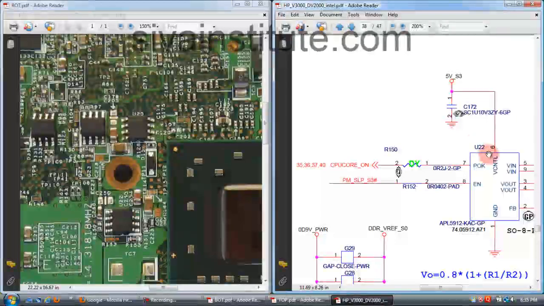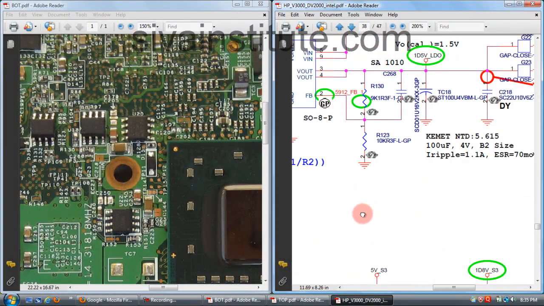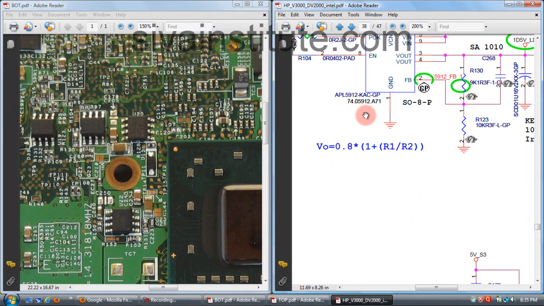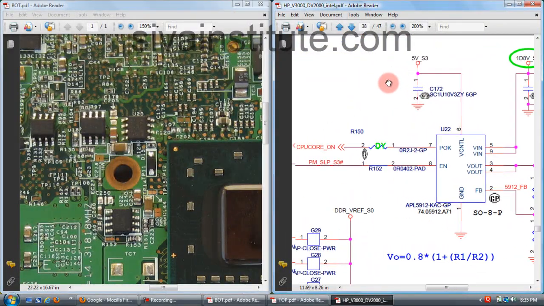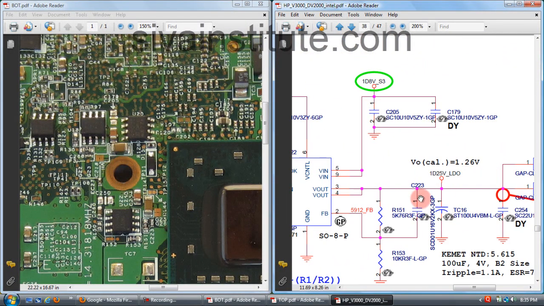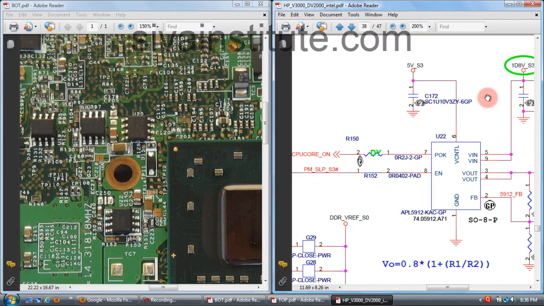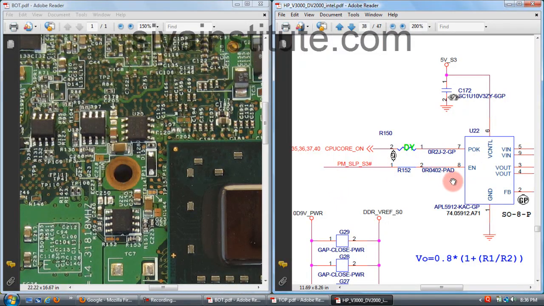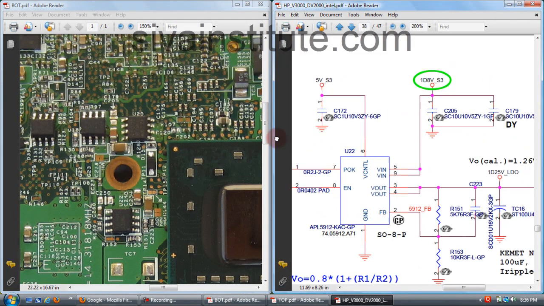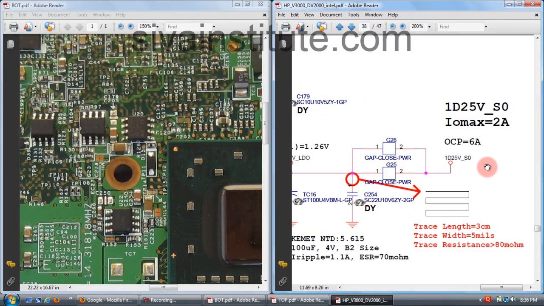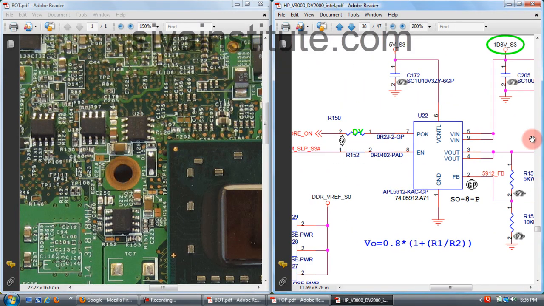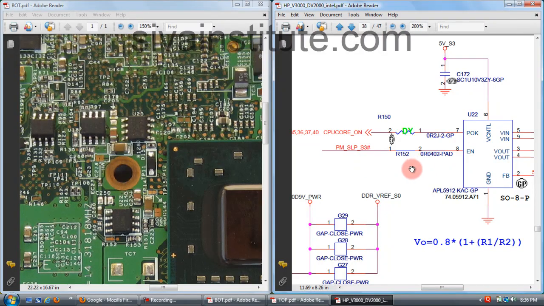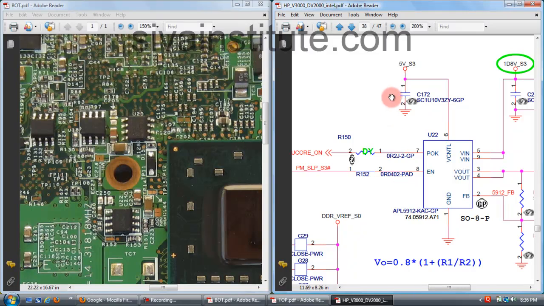See here, this is U22, same IC, same 5912, but this is 1.25 volts regulator IC. This is regulated. See here, SLP S3 command comes to pin number 8. See here, output voltage S0, input S3, input S3, output S0. This voltage goes to pin number 8, just like the upper IC.